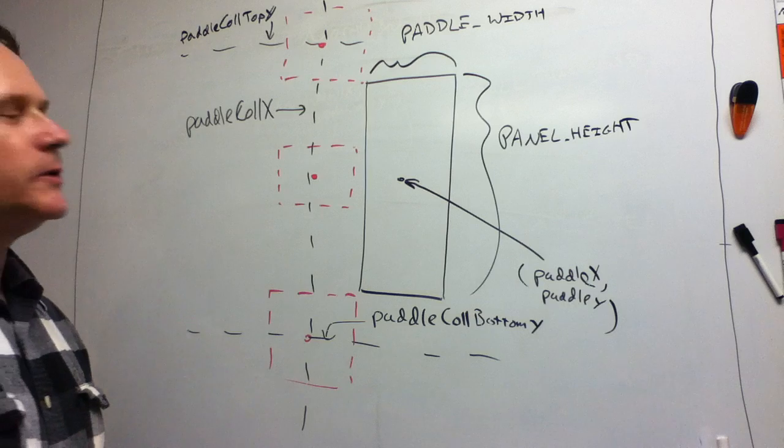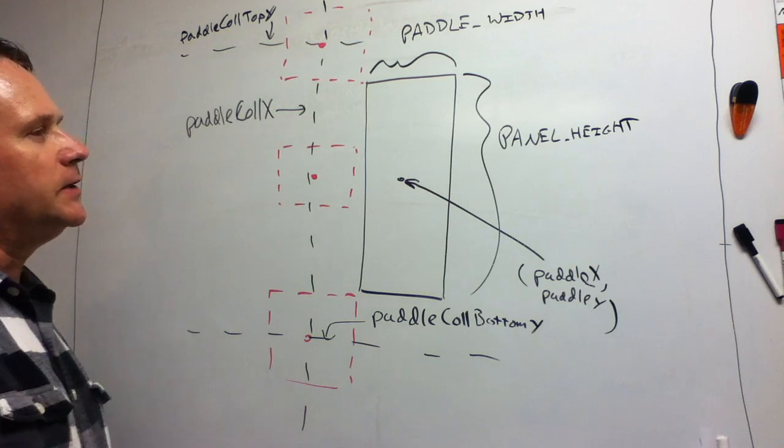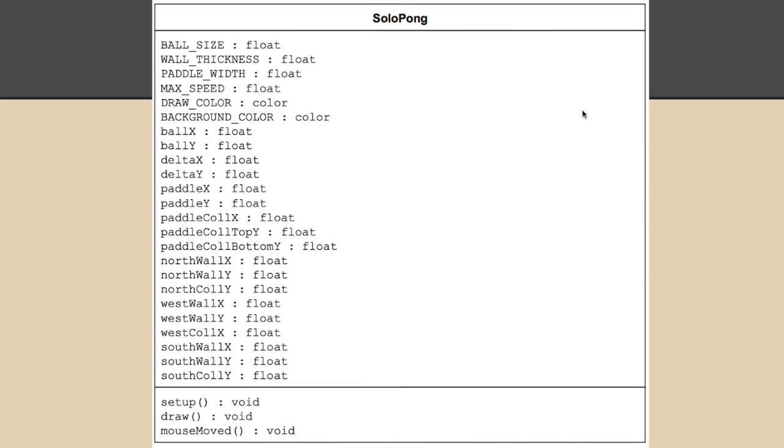Okay, so now let's take all those variables and put them together into a class diagram. Now that we've looked at all the variables that we'll need, or at least most of them, we're going to summarize them in our first draft of a UML class diagram for our SoloPong application. So remember the format of the class diagram. Up at the top is the name of the program that we're working on, SoloPong. In the middle is our listing of all of our class variables. Local variables and for loop variables and things aren't listed. And down below is a section with our methods. So we have setup, draw, and mouse moved so far.